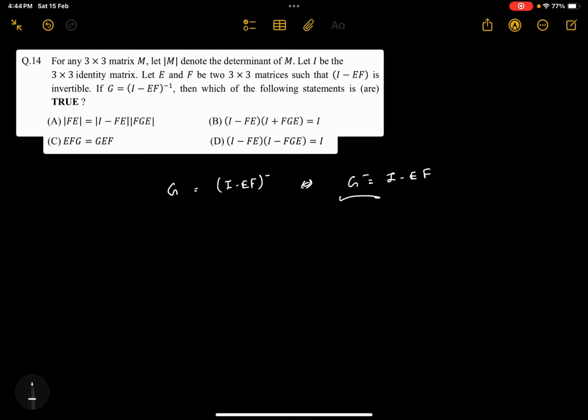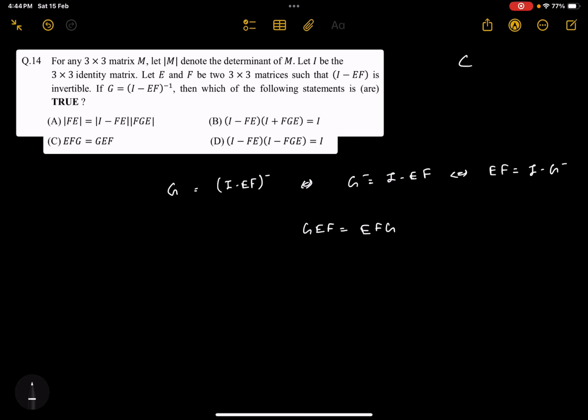So pre-multiplying and post-multiplying this equation by G, we'll get G, or let's rearrange it a bit to get EF equals I minus G inverse, and now pre-multiplying and post-multiplying this, we'll get GEF equals G minus I equals EFG, which is option C. So option C is correct.